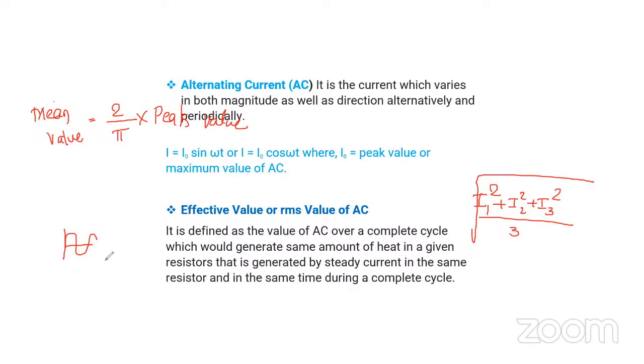So that current is called the RMS value of AC. If you want the expression, we write RMS in this way: first squaring the terms, then taking the mean of the terms, and then taking the root of the given terms.